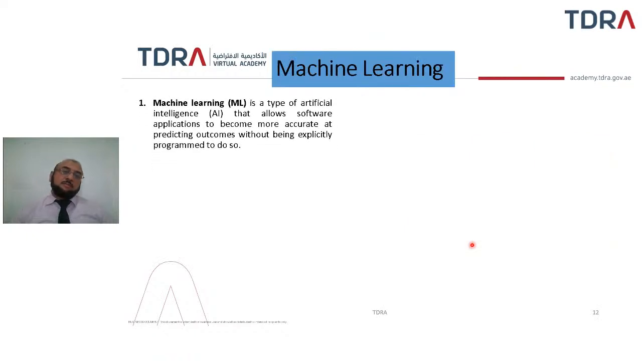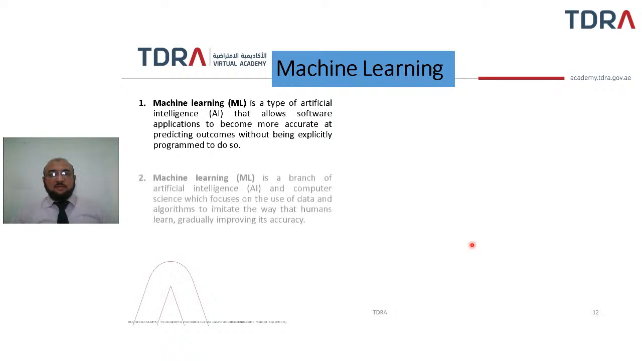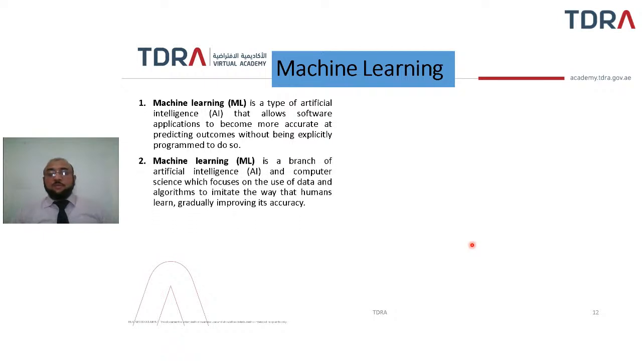Now we will discuss machine learning, because machine learning and deep learning are the main subsets of artificial intelligence, used for getting the result of AI. Machine learning is a type of artificial intelligence that allows software applications to become more accurate at predicting outcomes without being explicitly programmed to do so.